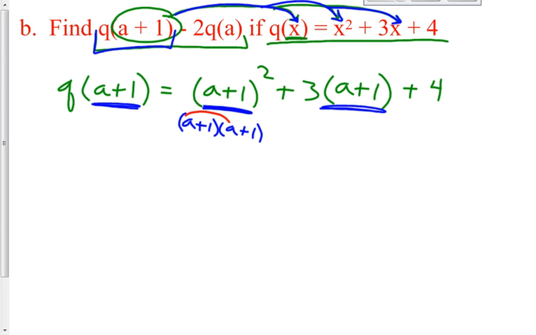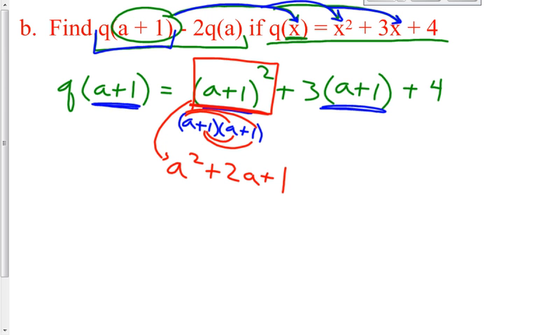So first times the first, a times a is a squared. Outside is 1a, inside is 1a. 1a plus 1a is 2a. And then the last terms, 1 times 1 is 1. So this a plus 1 squared is a squared plus 2a plus 1.